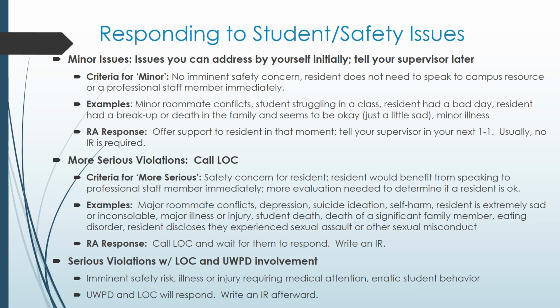Okay, so next we want to talk about student and safety issues. So in the vein of the last two slides, we'll talk about minor and more serious violations. So minor issues would be there's a student issue that's happening and you can address that by yourself as an RA, and you probably want to tell your supervisor later in your next one-on-one that, hey, this happened, just so they're aware. RCs like to get to know what's going on in student lives just like you all do, but these are things that you don't need to call up to LOC or tell your supervisor about immediately.